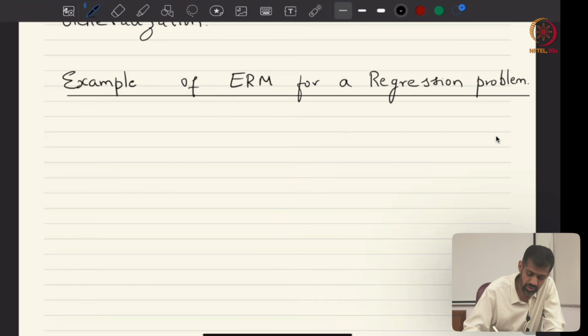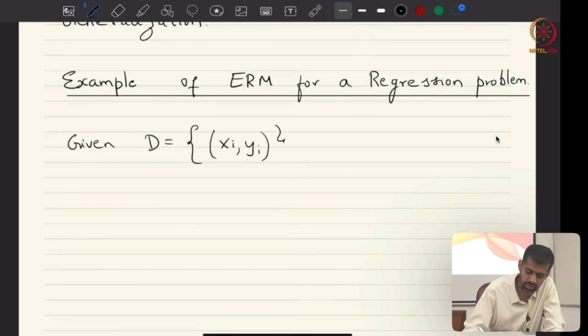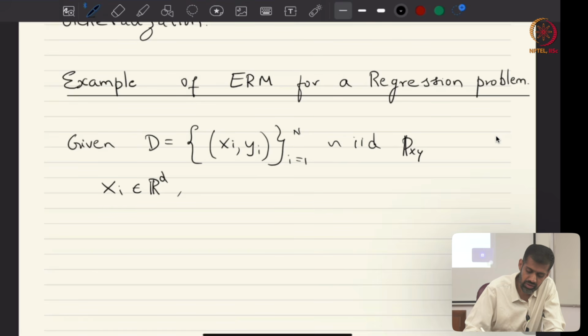So given data, we have the exact same setting as before. We are given data, so we have x that's in R^D, and we have y that's in R. Let's take univariate regression now.